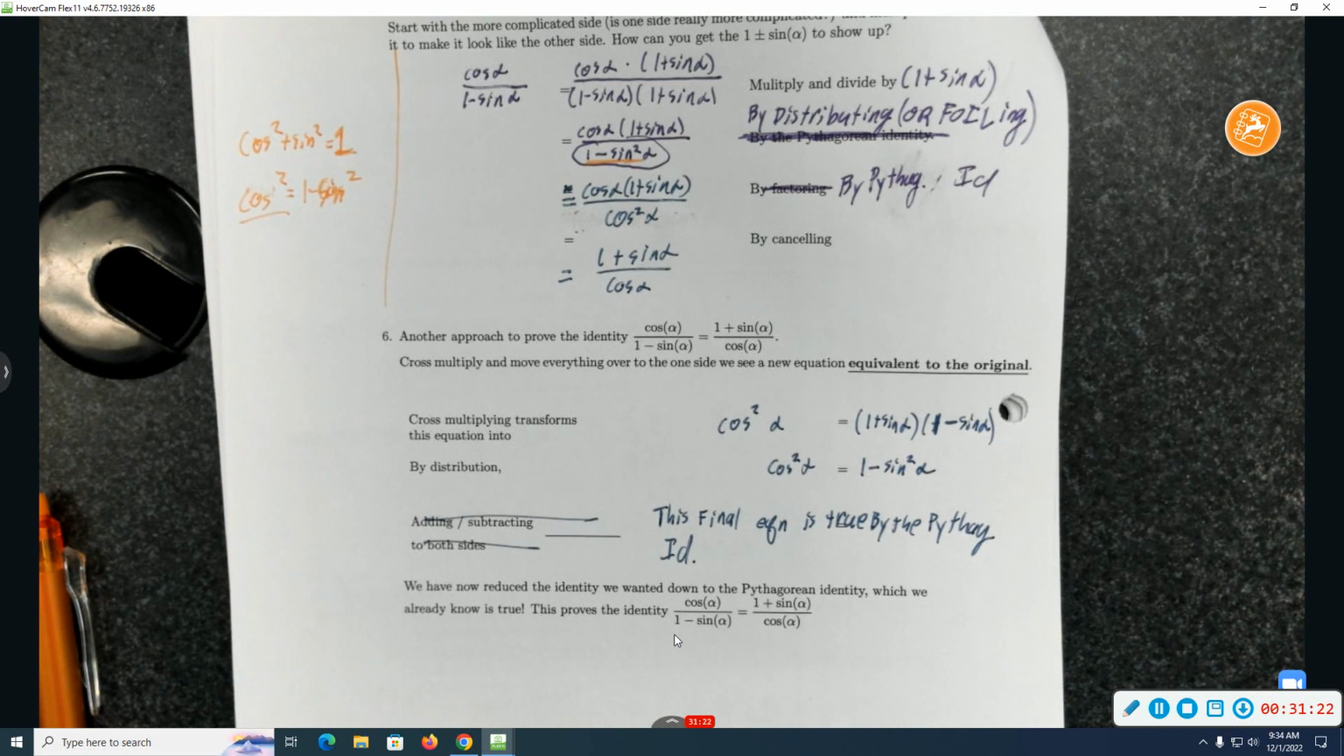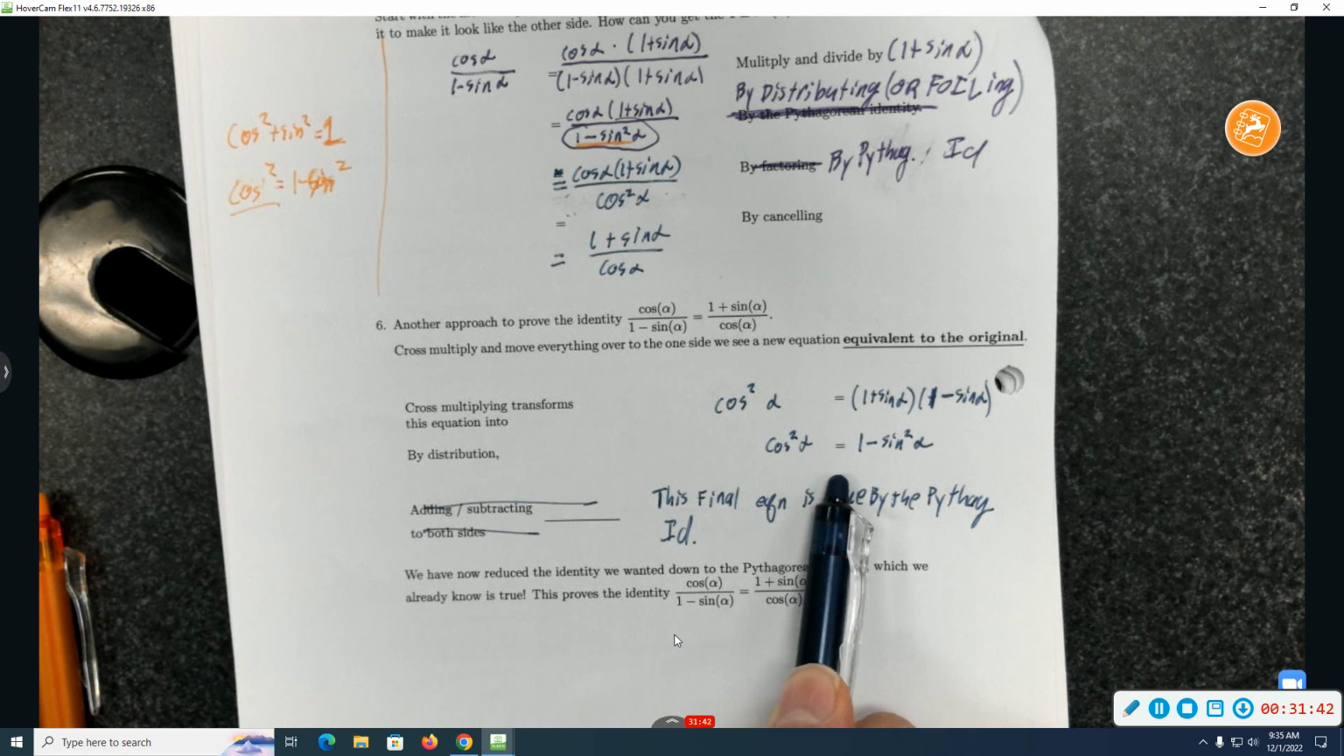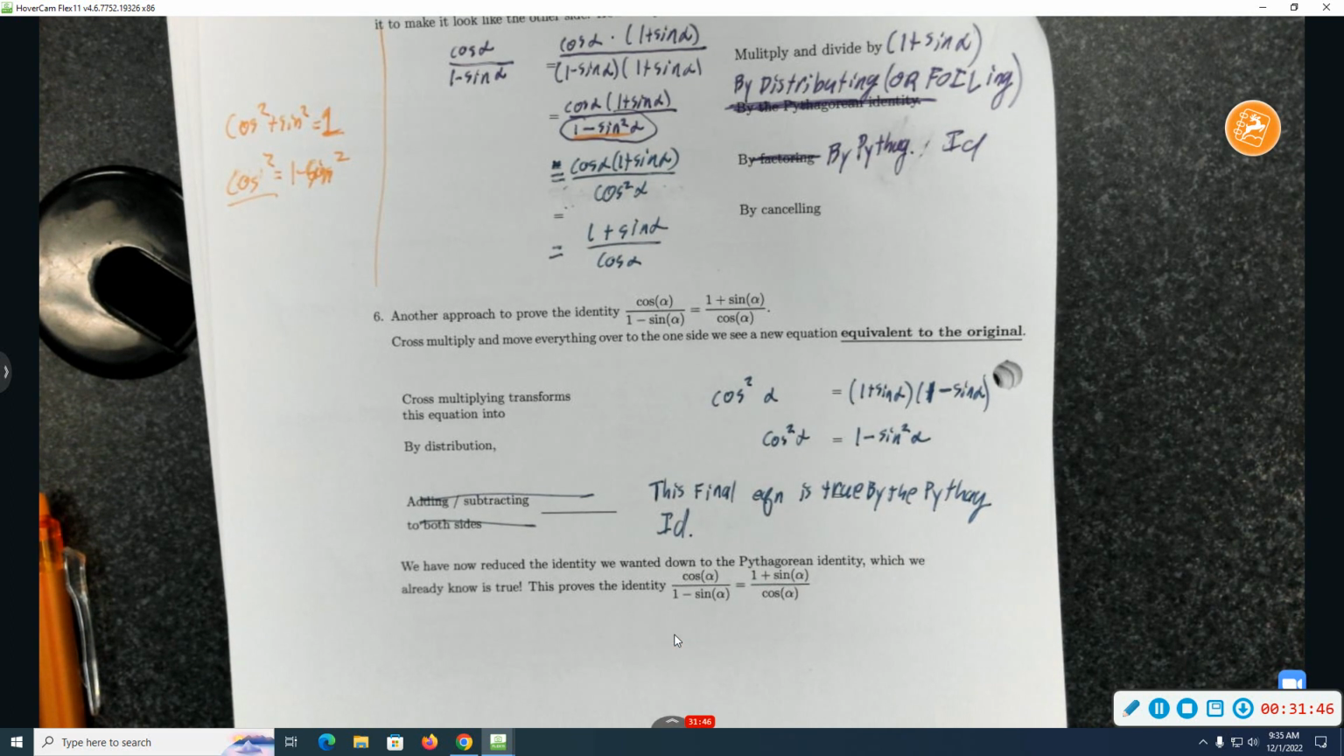So you've taken the equation you wanted to be true. You've done some algebra to both sides of the equation. You reduced it to something that you know is true. Whenever you can take an equation and reduce it by algebra to an equation you know to be true, you can conclude that the original equation was true. Since the Pythagorean identity is true, it follows that cosine divided by 1 minus sine is equal to 1 plus sine all over cosine. Groovy. Does that feel all right? Nice.